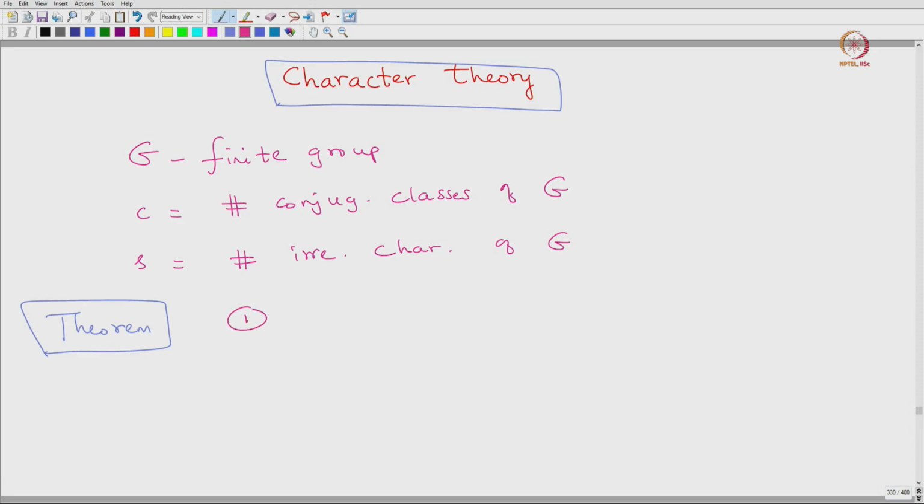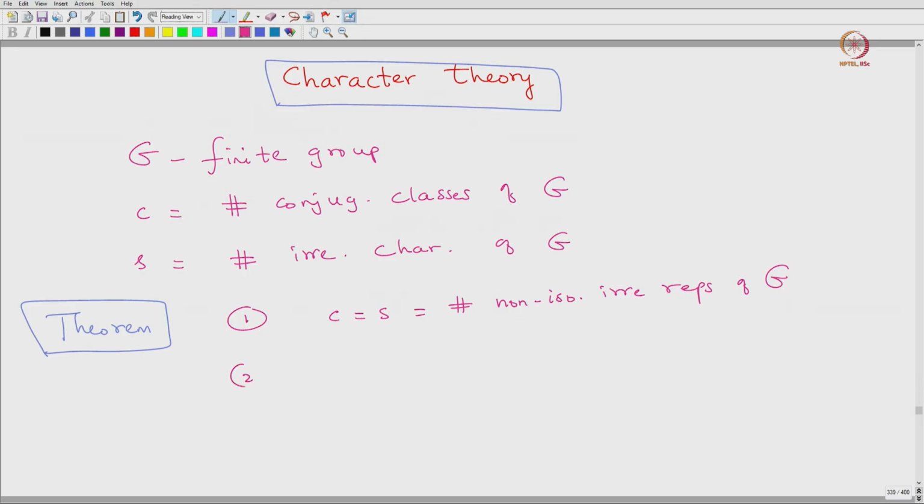The first statement asserts that the number of conjugacy classes is exactly equal to the number of irreducible characters. That means c equals s. In other words, this also counts the number of non-isomorphic irreducible representations. So, this is also equal to the number of non-isomorphic irreducible representations of G. This is the most important result that we have proved.